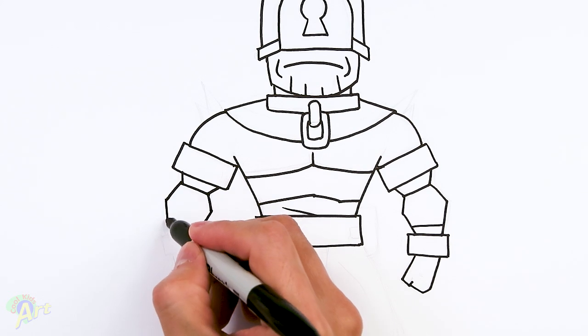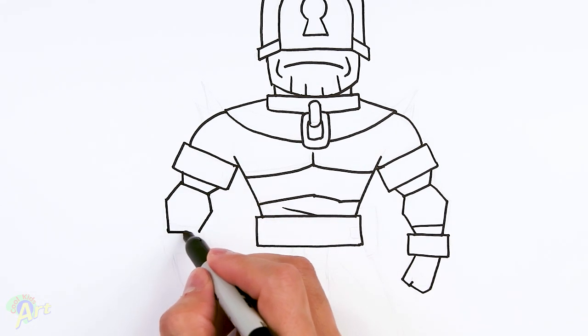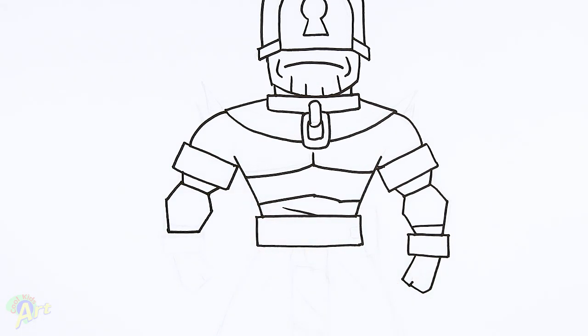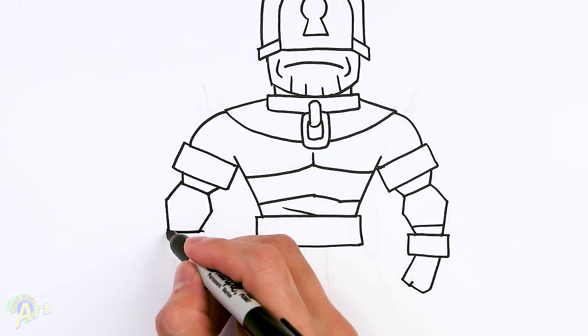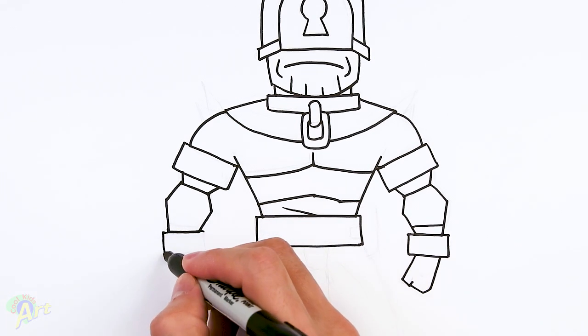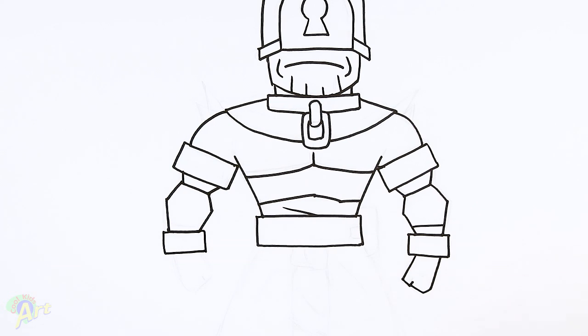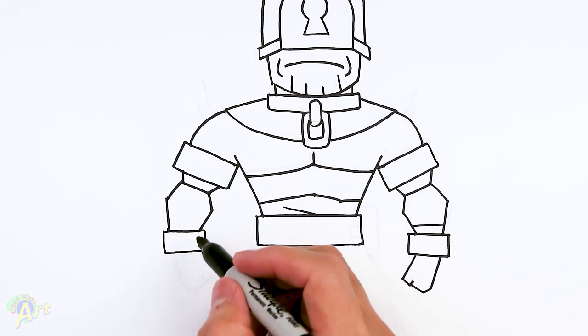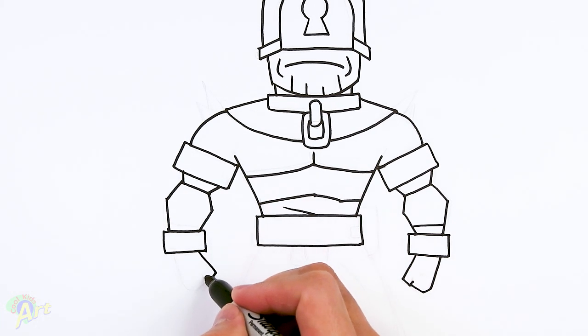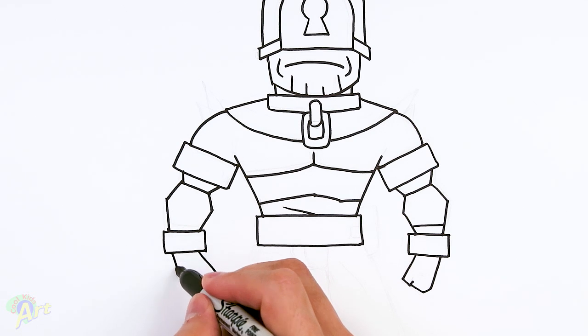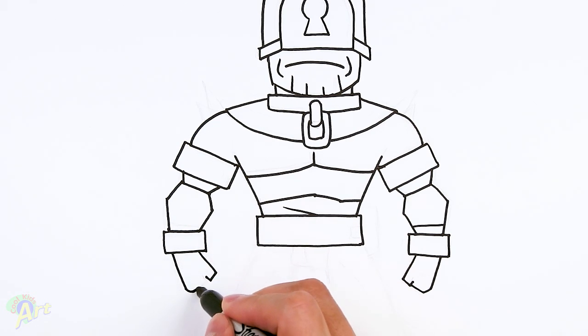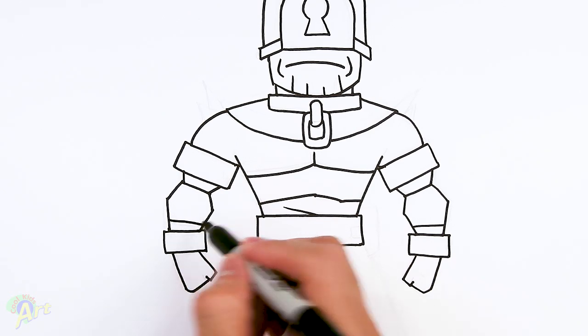Come down, and then let's make it a little bit shorter. I'm gonna close it off. Again, extend it. Another rectangle. And then for the fist, same thing, little hook, back of the fist, turn it, close it. And then same detail here.